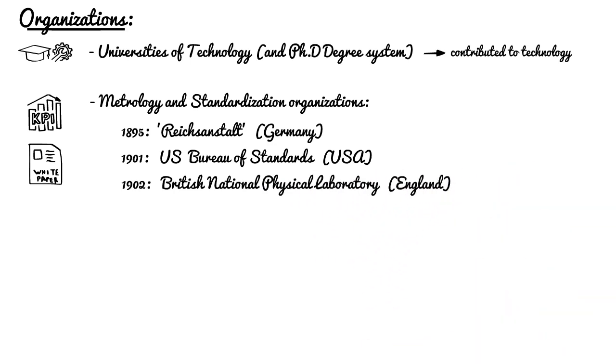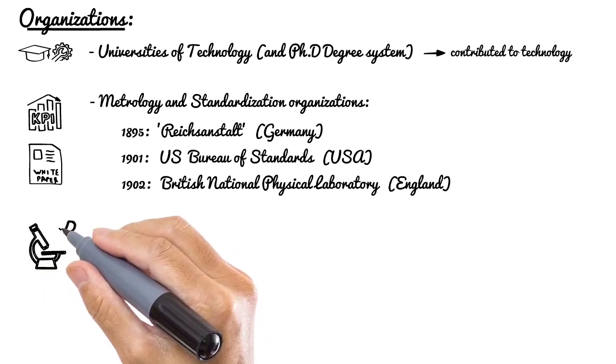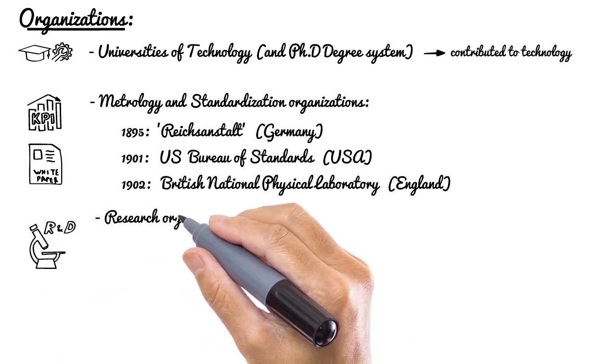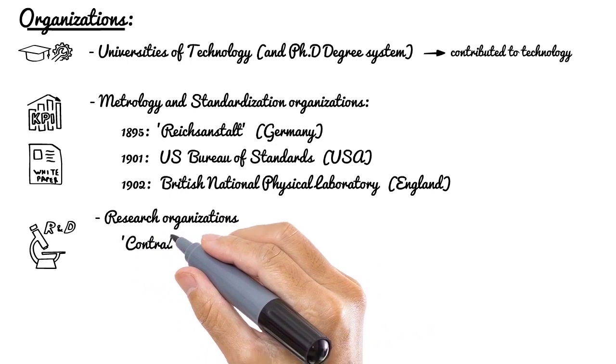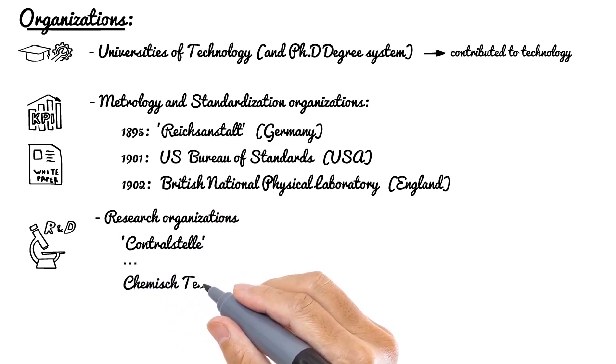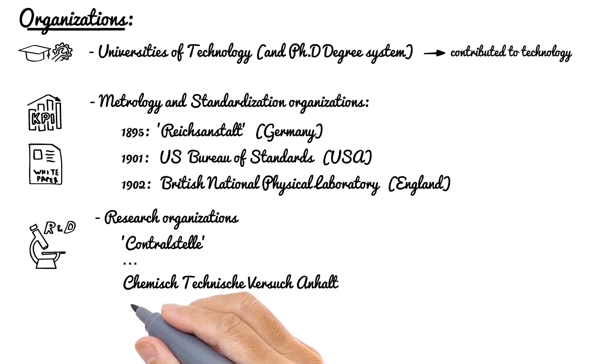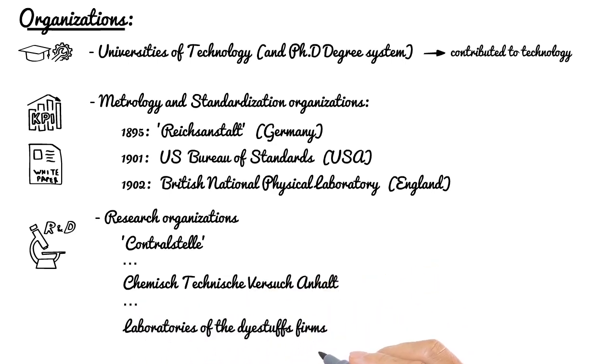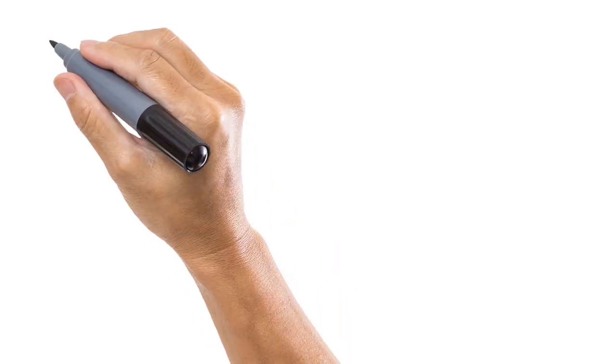Another type of organization appeared at that time in Germany. They were state and industrial research organizations: the Konstanzstelle for explosive research, the Königliche Mechanisch-Technische Versuchsanstalt, the Chemisch-Technische Versuchsanstalt, the laboratories at the Braunbahn, and the laboratories of the dye-stuffs firms.